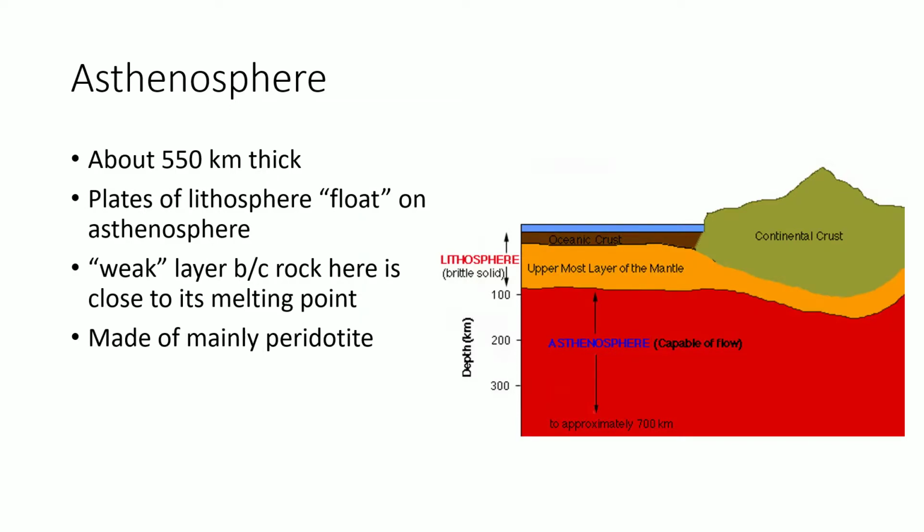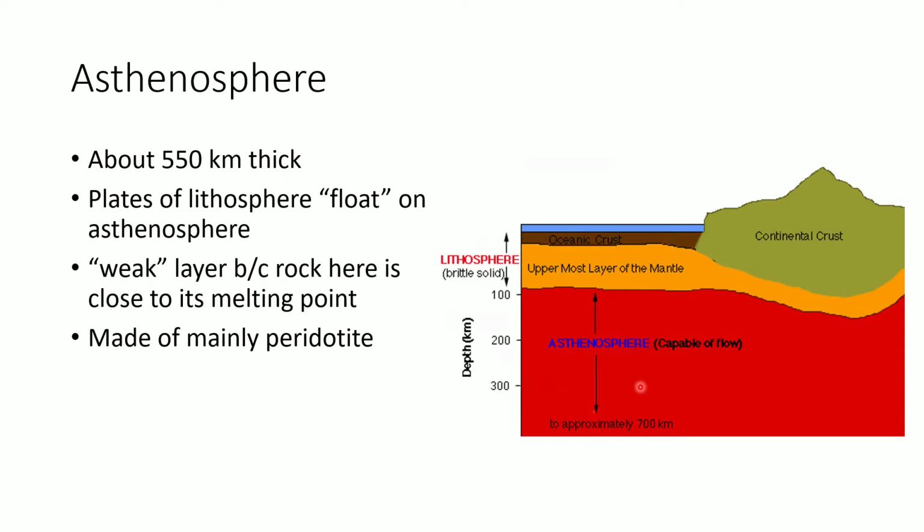Next layer of the Earth that is underneath the lithosphere is called the asthenosphere. The asthenosphere is about 550 kilometers thick, so 5.5 times as thick as the lithosphere was. The plates of the lithosphere, as you can see in this picture over here, are floating on top of the material that makes up the asthenosphere. We use the term weak when we describe the asthenosphere because the rock is really close to its melting point.